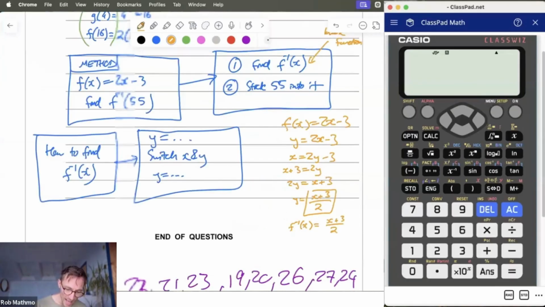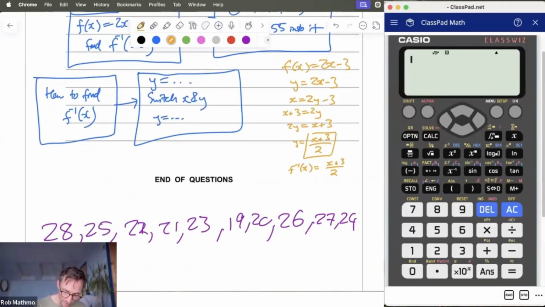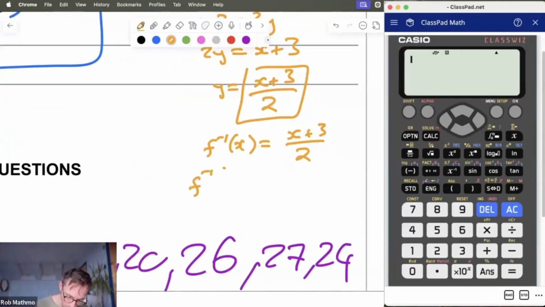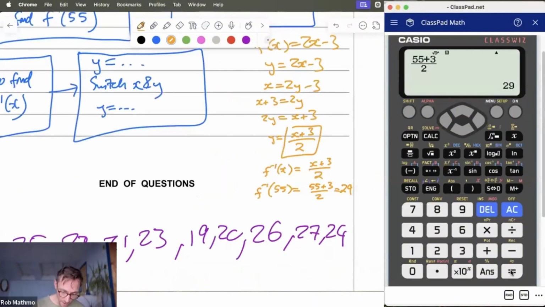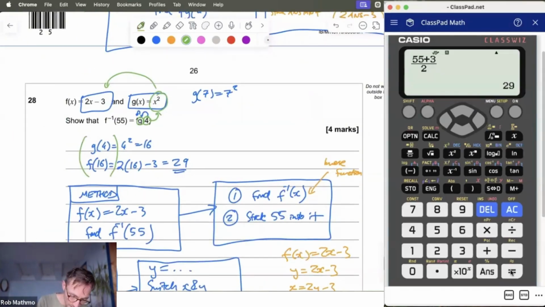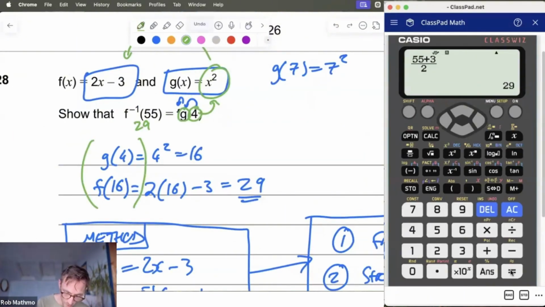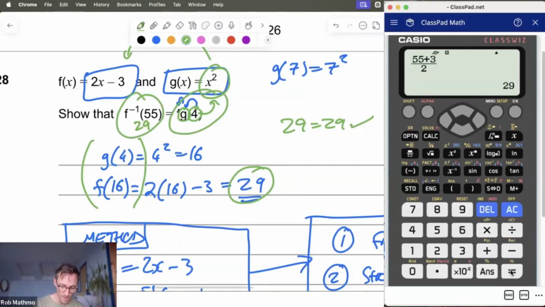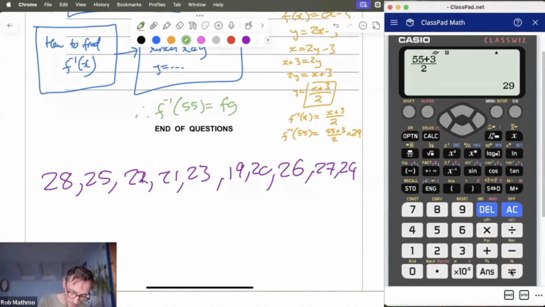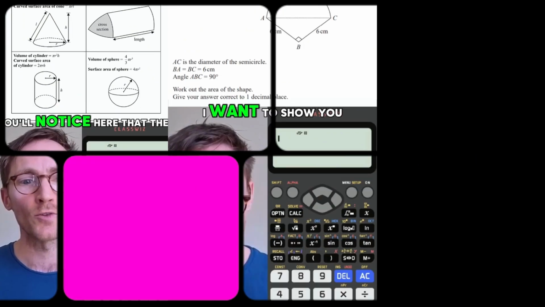Then the question's like f minus 1 of 55. So f minus 1 of 55 just means you shove 55 into this thing. You could plug this into your calculator. 29. Yes. So now I know that this thing's 29 and this thing was also 29. So 29 equals 29, tick. Or just show that this is 29 and this is 29 and then say at the end, therefore, something like that, just to tie it all up.